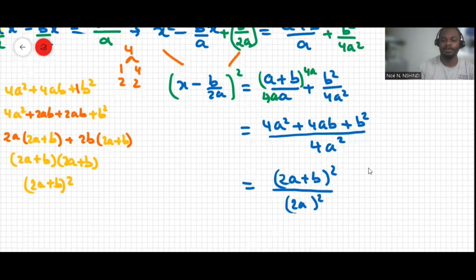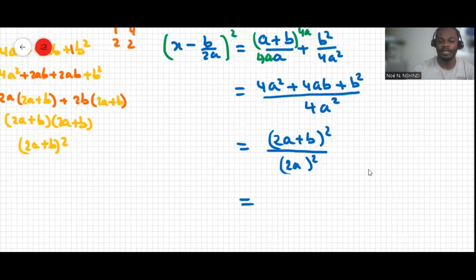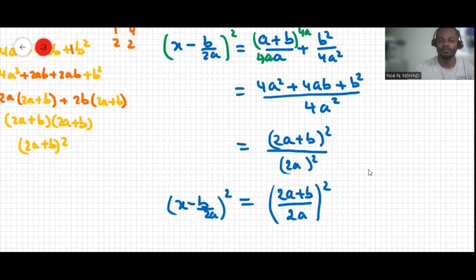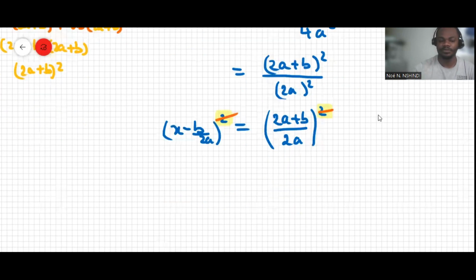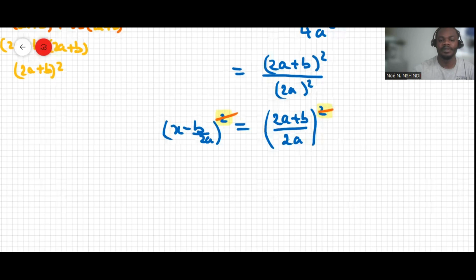Okay. Now, because they're both to the power of 2, we can write it like 2a plus b over 2a to the power of 2. And then there we have x minus b over 2a to the power of 2. Now that the exponents are common like this, we can just simplify, cross exponents, and then equate the bases. So this means x minus b over 2a equals 2a plus b over 2a.